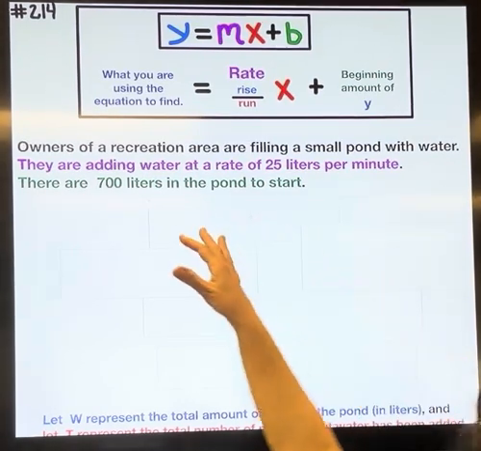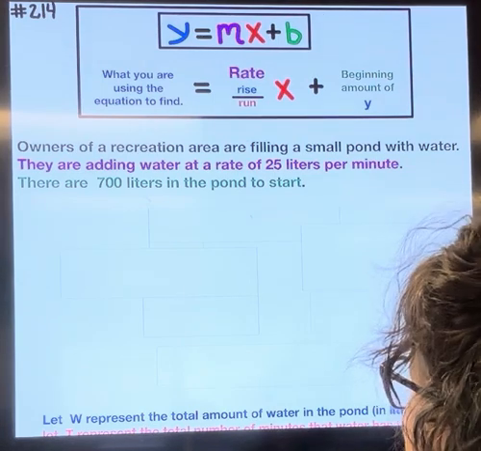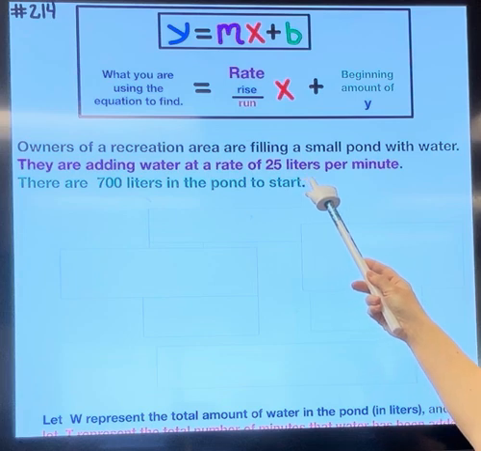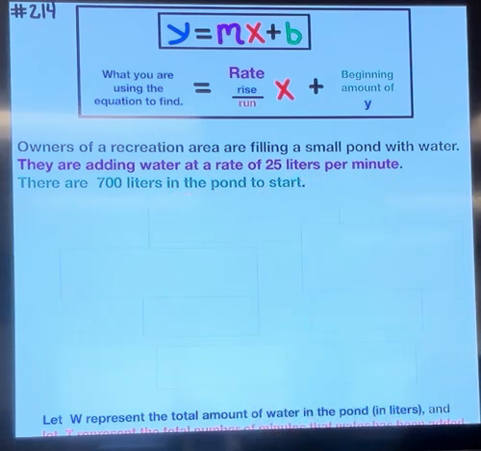We've been given a story problem and we're going to build an equation with the given information, and then we're going to use the equation to answer a question. So we have an owner of a recreation area that's filling a small pond with water. They're adding water at a rate of 25 liters per minute. There are 700 liters in the pond to start with.